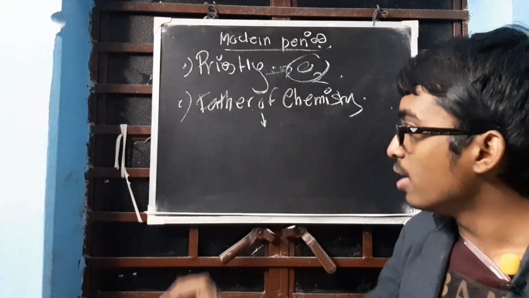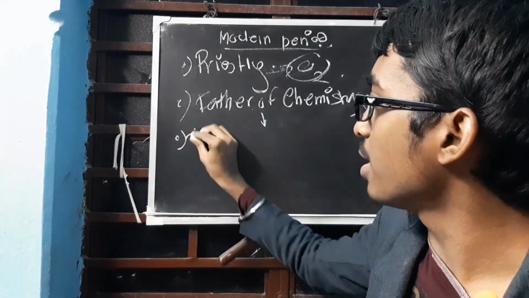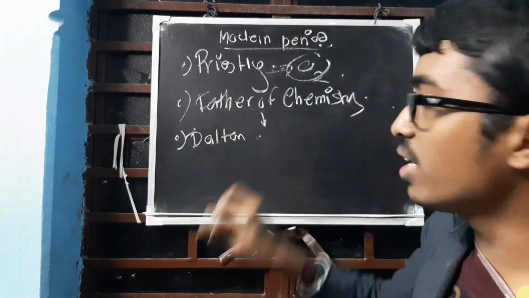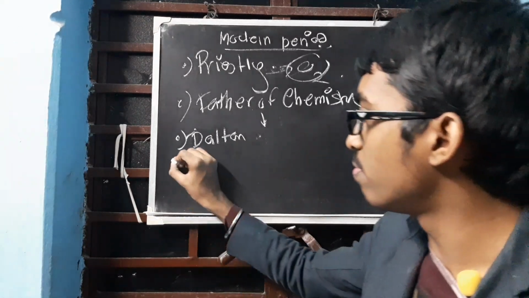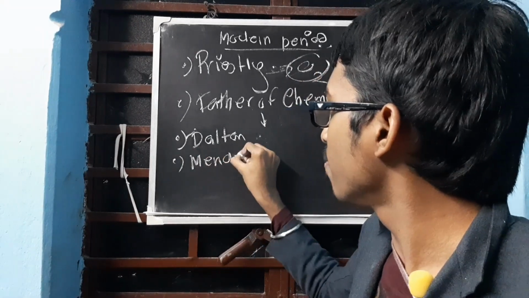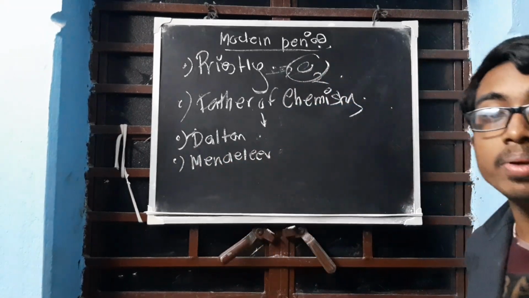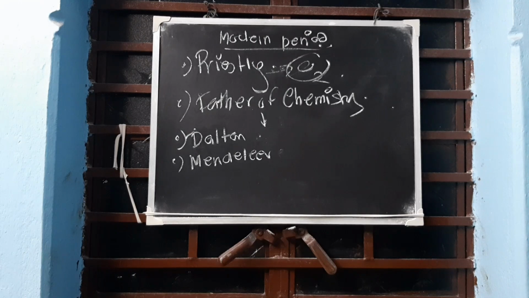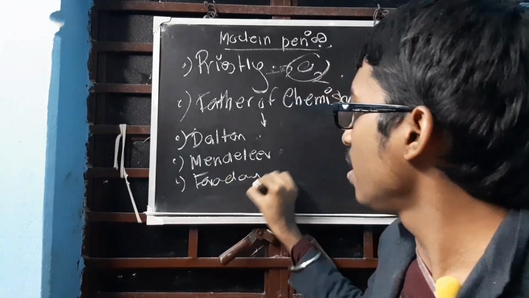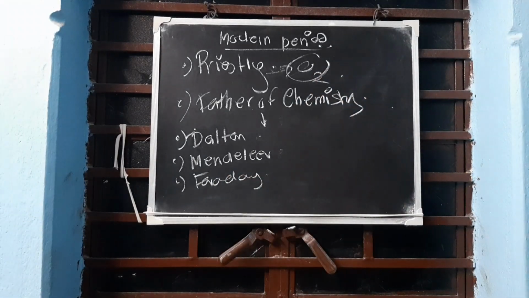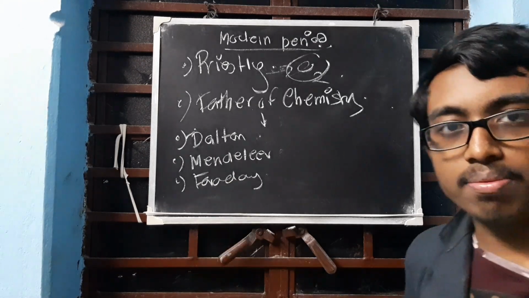Then we come to see John Dalton. I am writing Dalton only. What did Dalton do? He put forward his atomic theory, in 1803. Then we come to see Mendeleev. Mendeleev put forward his periodic table, in 1869. Then we come to see Michael Faraday. He studied the passage of currents through solutions. Clear? 1833.